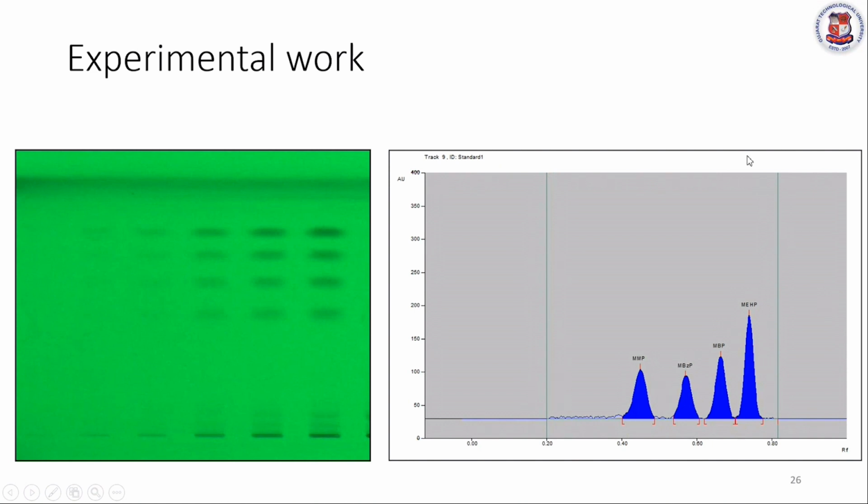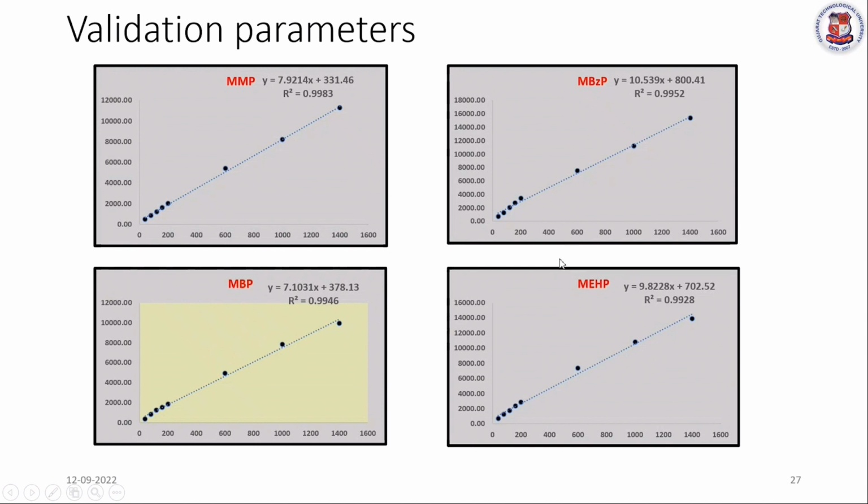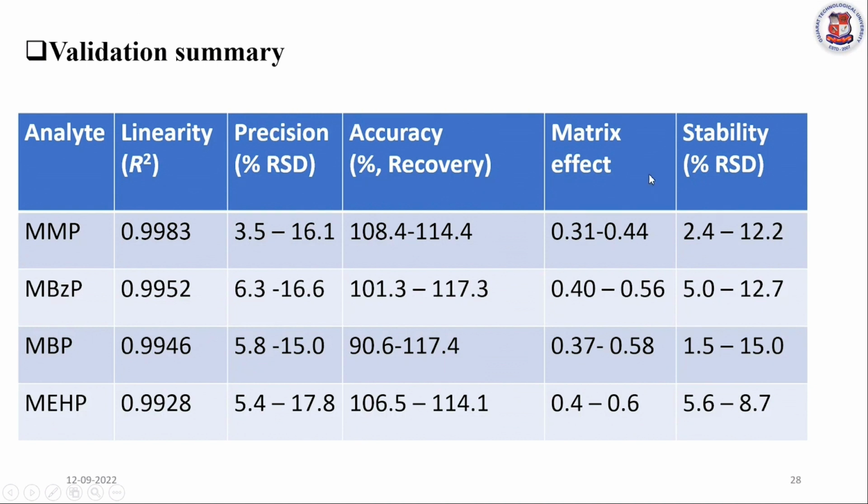So this is the real experimental work. We have separated all four phthalates, and good chromatographic separation was achieved, as presented here. We have also obtained good linearity for phthalate content in the urine matrix, and this is the validation summary. All the linearity was more than 99.99, so it is a good condition. Then looking at the precision, accuracy data, matrix effect and stability, it can be further utilized for bioanalytical methods for routine monitoring.